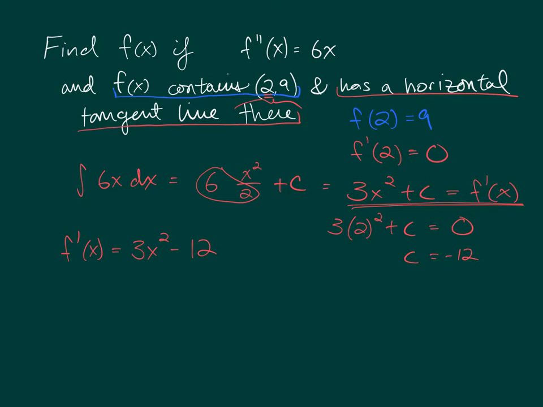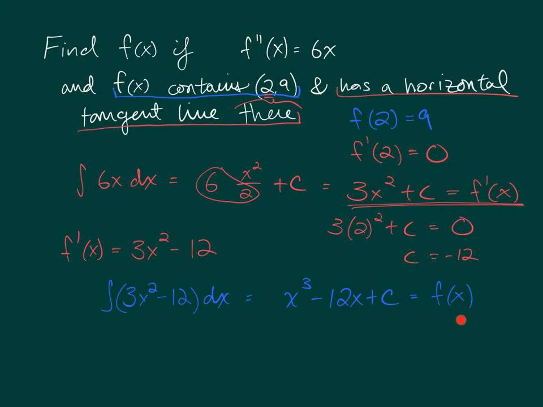We find the antiderivative of f prime of x. So we can find the antiderivative of 3x squared minus 12 dx. Again, indefinite, no limits of integration here. So this ends up being x cubed minus 12x plus c. And again, this is our function.